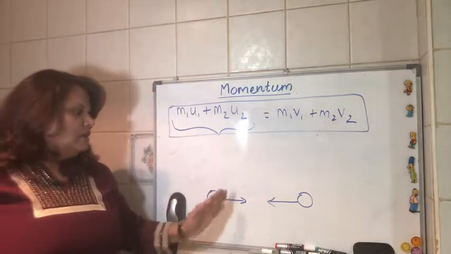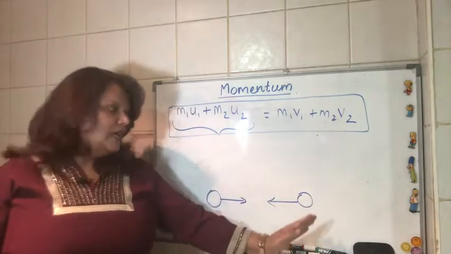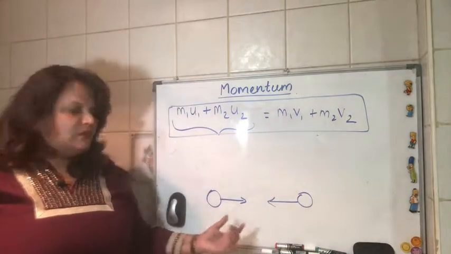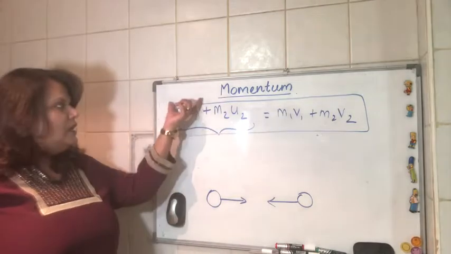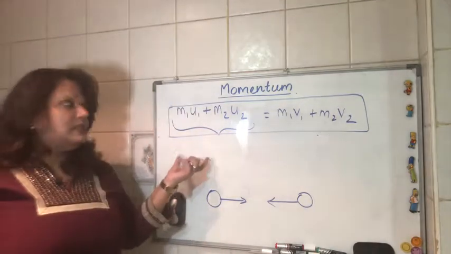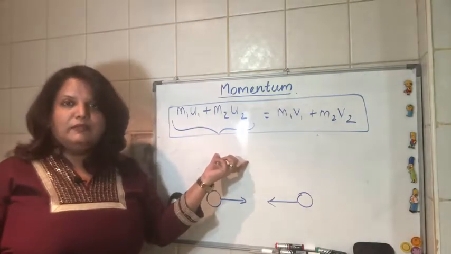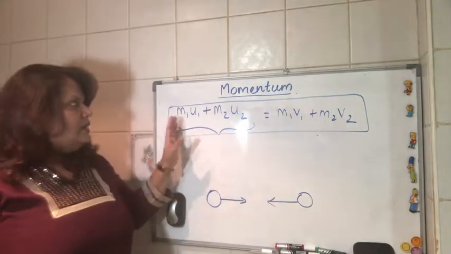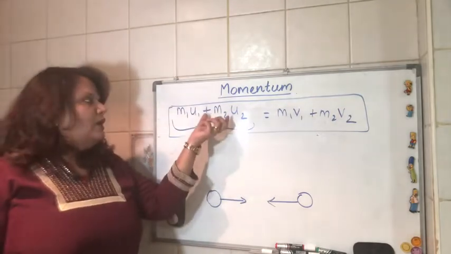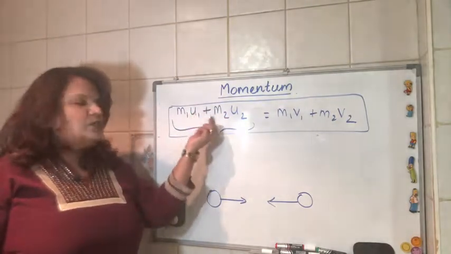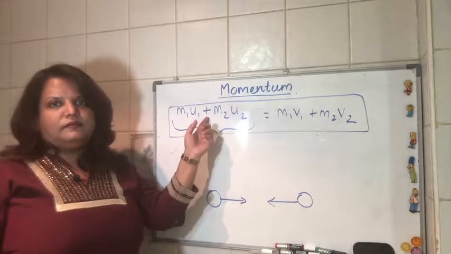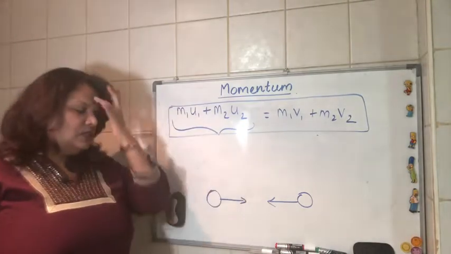So usually we take right to be positive and left movement to be negative. So in this case, your m1 momentum will be positive and this momentum will be negative. That's very important. So if you are calculating it separately and substituting, while you are substituting, you make the change. This has to become negative. Got it? This is one such situation.